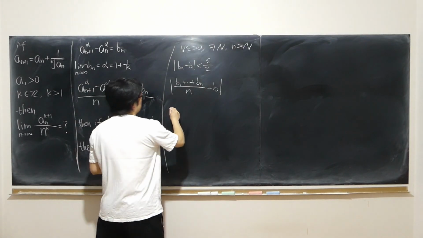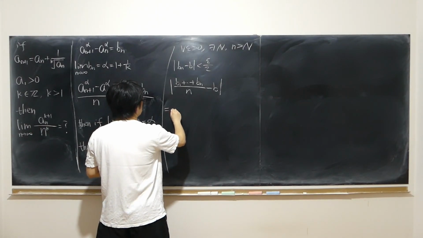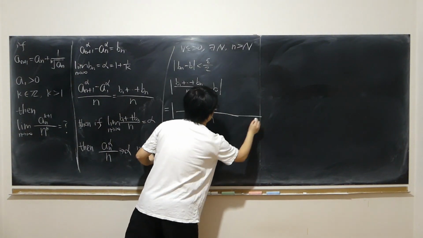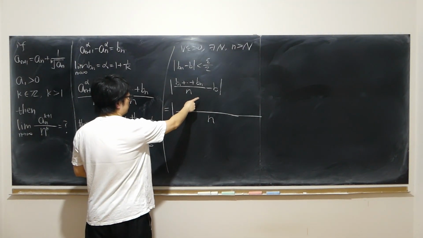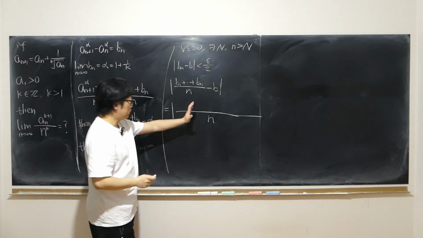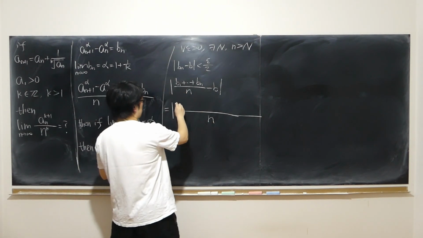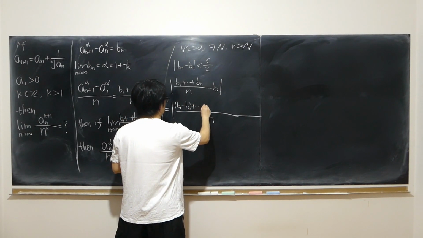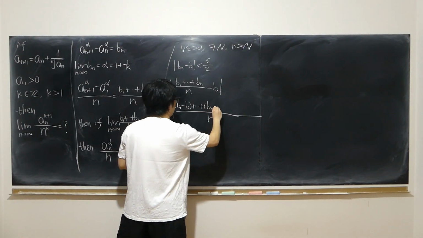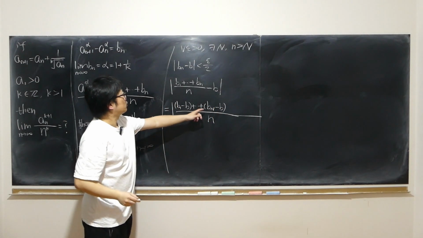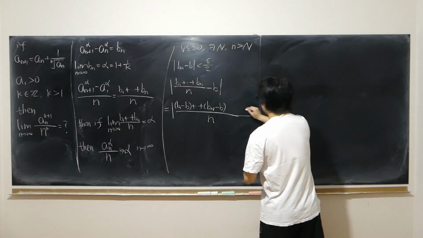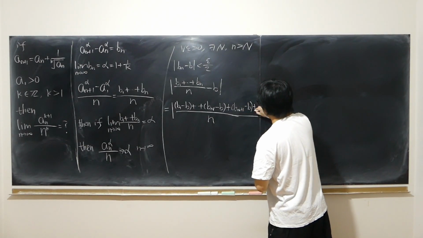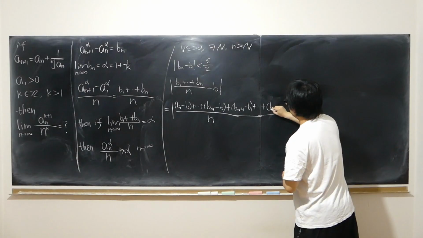So first of all, this can be written as, minus n times b, I distribute each b to each one of them, such as b_1 minus b, all the way to b_capital N minus b. This capital N is this capital N. Plus b_{N+1} minus b, all the way to b_n minus b.